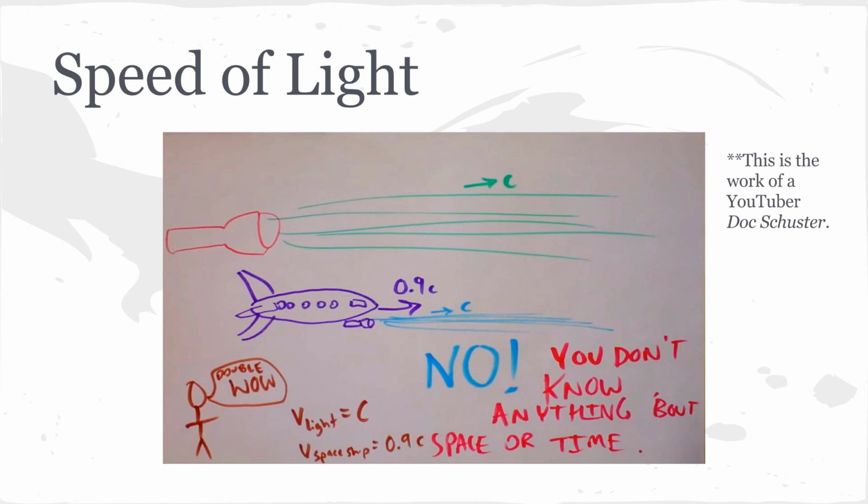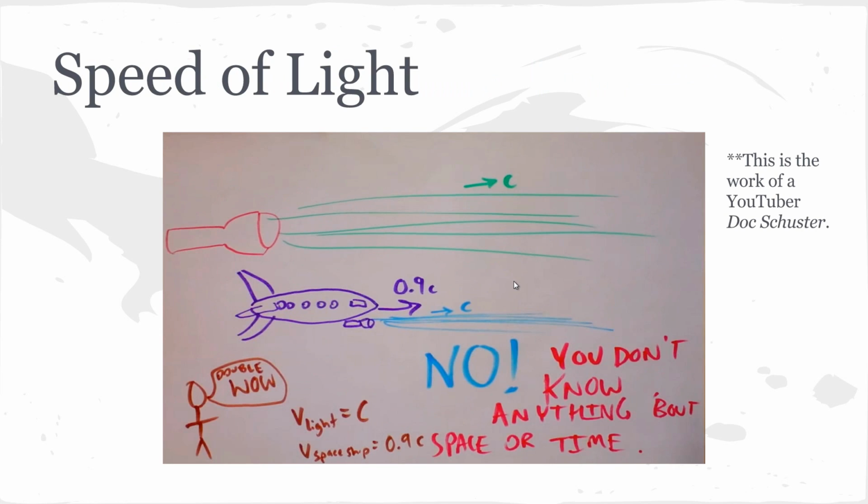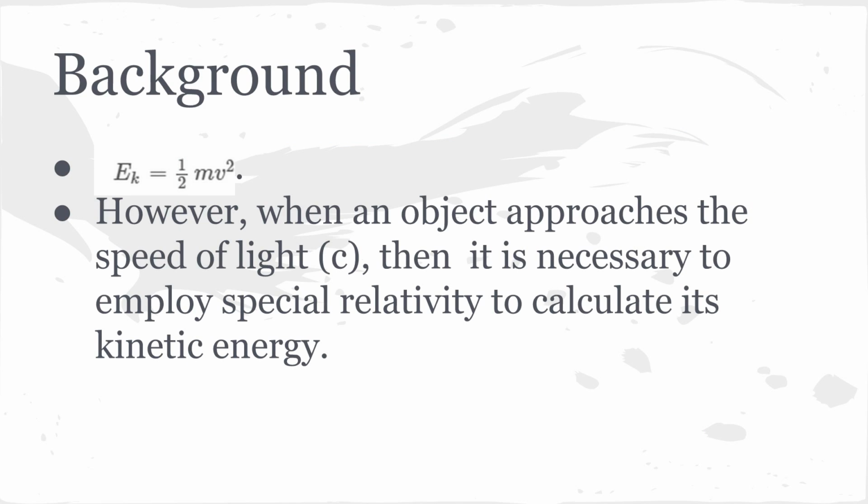Now this is what Einstein was exploring, because this raises all kinds of questions about classic Newtonian mechanics. If the speed of light is the same for every inertial reference frame, then classical Newtonian mechanics is wrong. So this classical formula for kinetic energy is 1/2 mv squared, as you saw in the previous work video that I did, if you have watched that. However, when an object approaches the speed of light, the kinetic energy is not modeled correctly by this formula, as we see in this example. So then it is necessary to employ special relativity to calculate its kinetic energy. This is called relativistic energy.